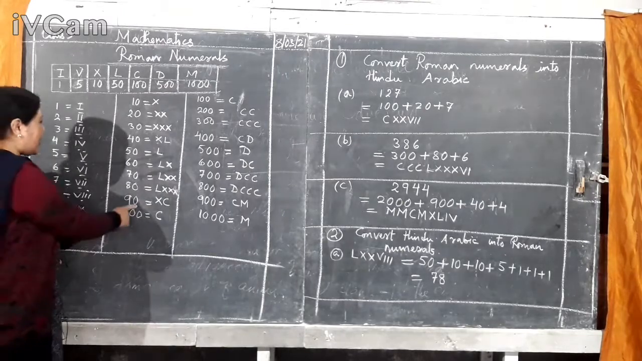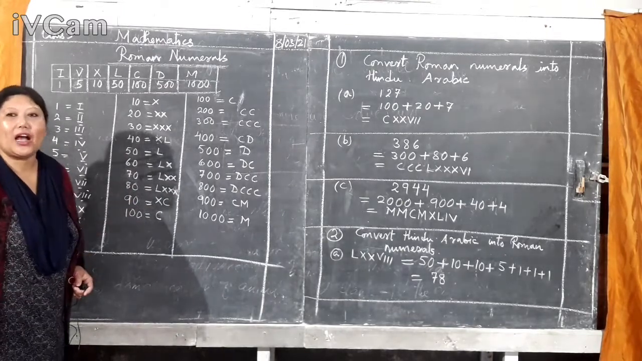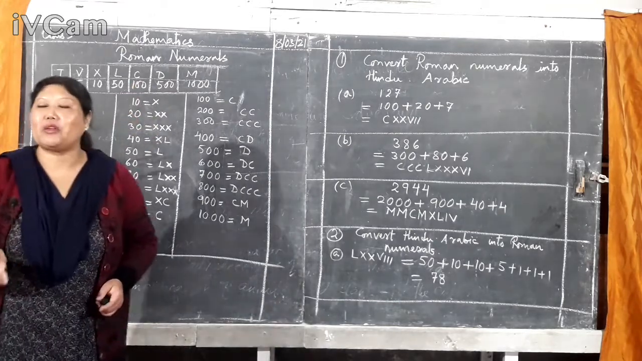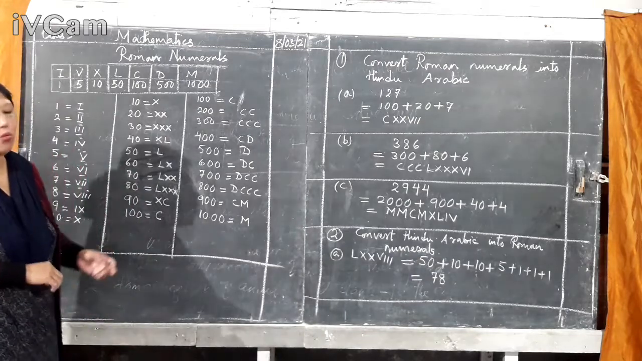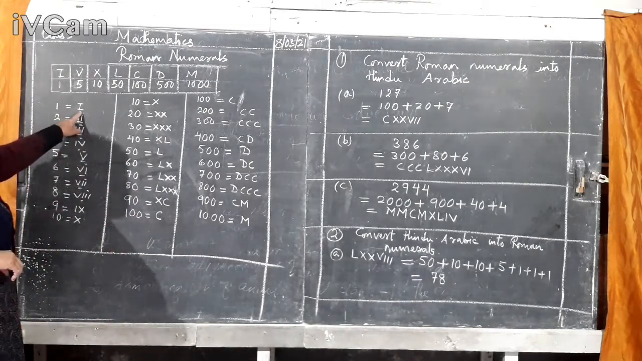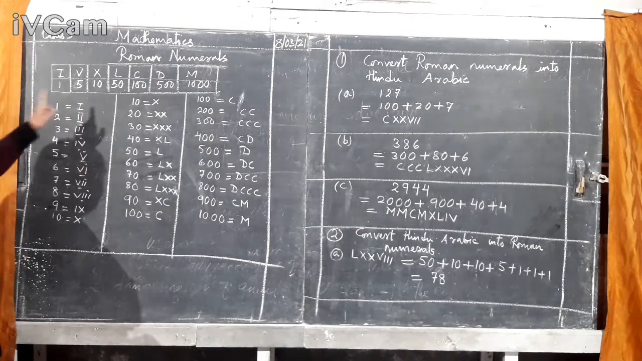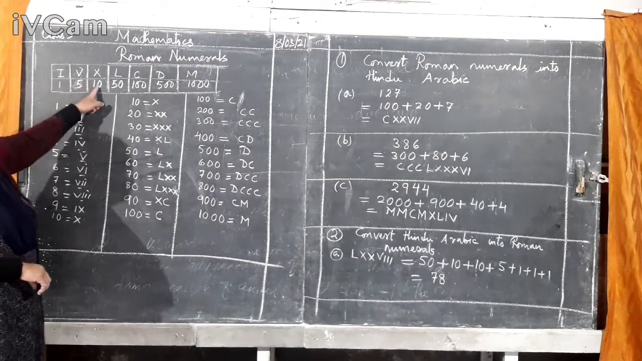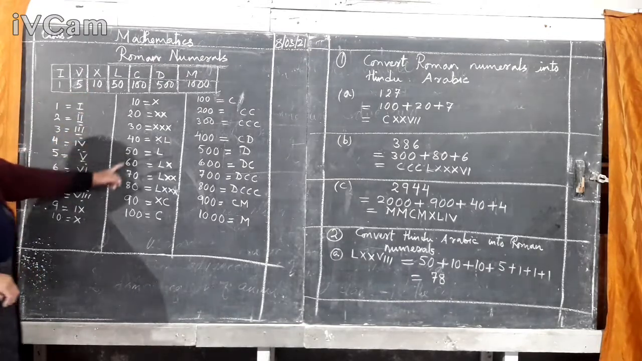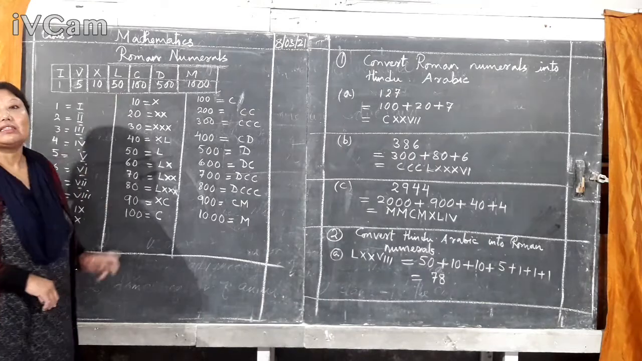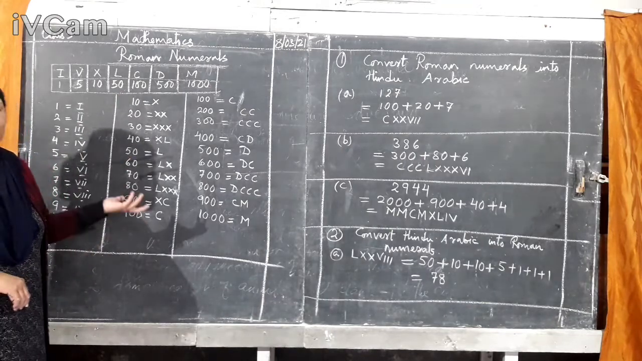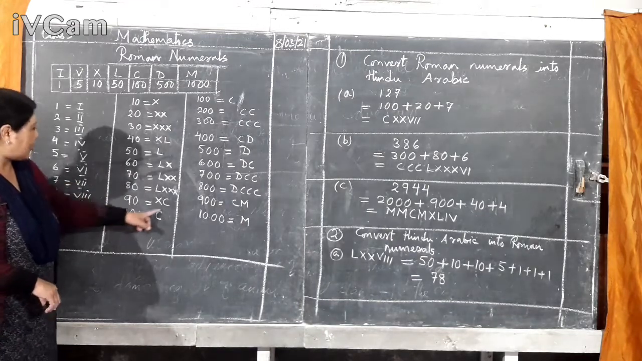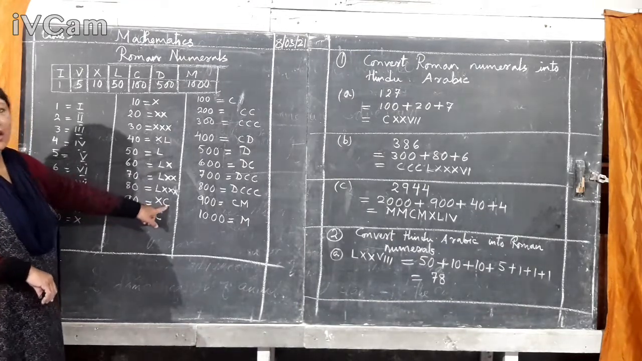Now to write 90, what do you need? The next one is 100, and 100, I have told you, is C. And C can be repeated 3 times, like X and I. This I can be repeated 3 times, and not V. V cannot be repeated 3 times or 2 times. X can be repeated 2 times or 3 times. C can be repeated 2 times or 3 times, not more than that. Here, C is 100.